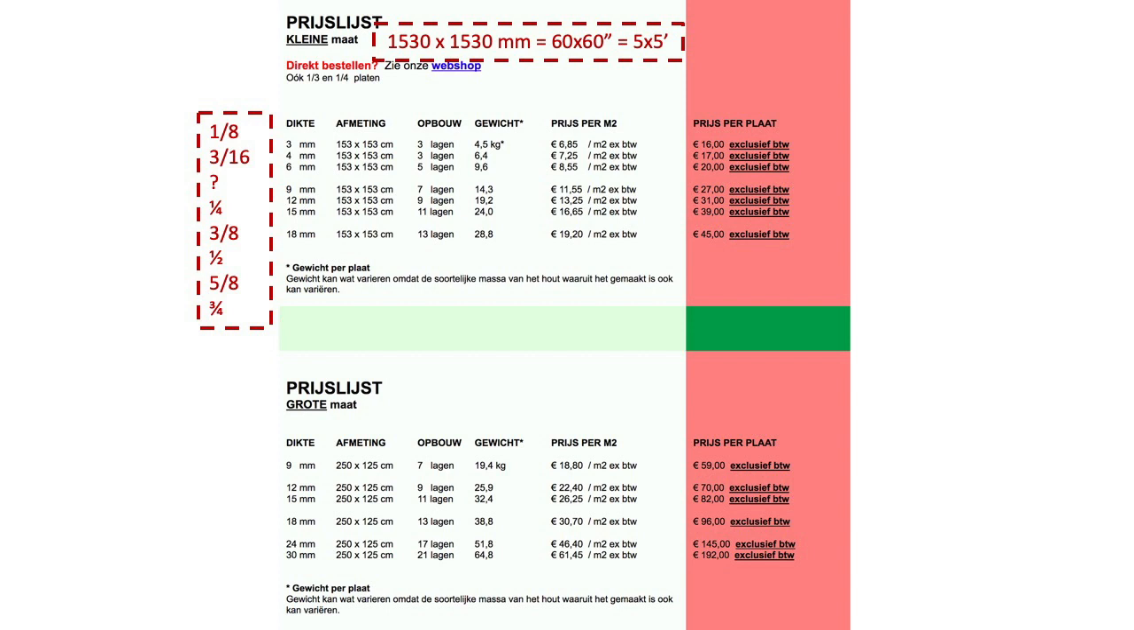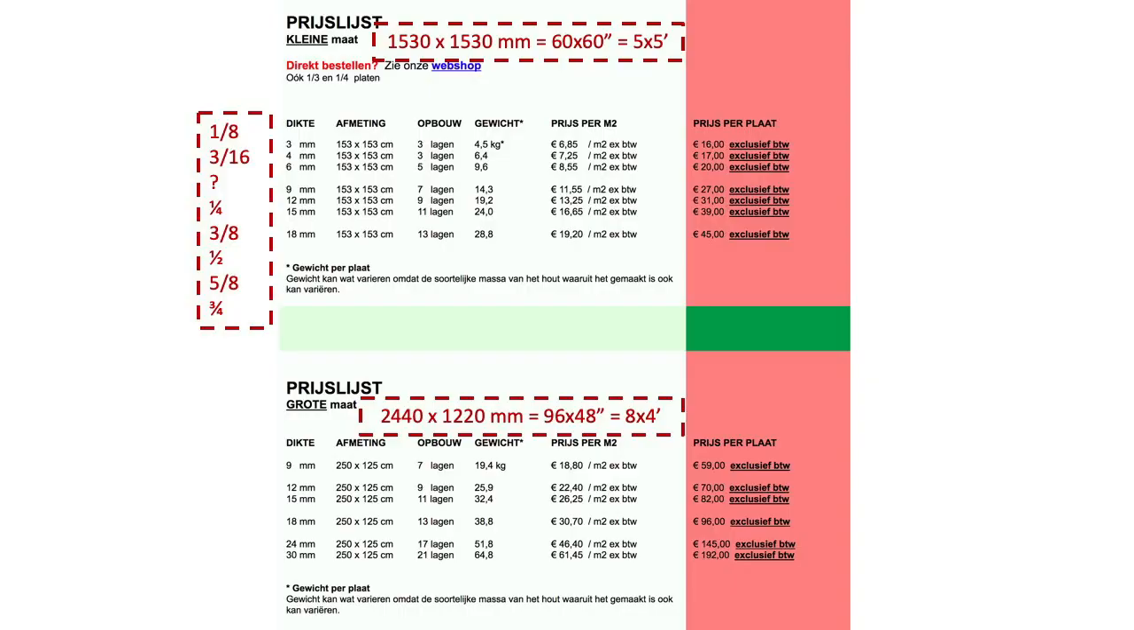The bigger sheets, the bigger boards like I just showed, are a bit different, but let's say the standard sizes are 2.44 by 1.22. Like I said, this is 8 by 4 feet, or if you express it in inches, 96 by 48 inches. And here again, the thicknesses, of course, are also these units again.